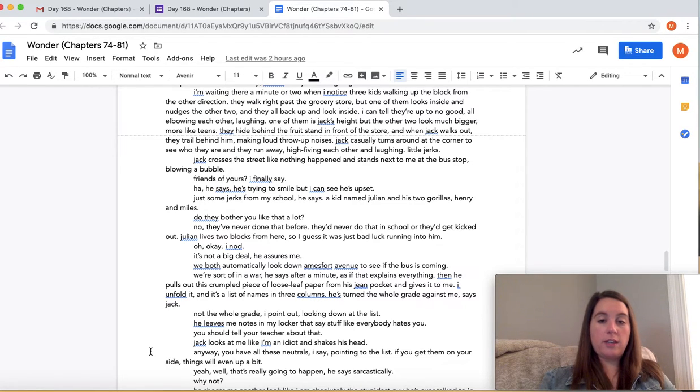Jack crosses the street like nothing happened and stands next to me at the bus stop, blowing a bubble. Friends of yours? I finally say. Huh, he says. He's trying to smile, but I can tell he's upset. Just some jerks from my school, he says. A kid named Julian and his 2 gorillas, Henry and Miles. Do they bother you like that a lot? No, they've never done that before. They'd never do that in school or they'd get kicked out. Julian lives 2 blocks from here, so I guess it was just bad luck running into him. Oh, okay, I nod. It's not a big deal, he assures me. We both automatically look down Amherst Avenue to see if the bus is coming.